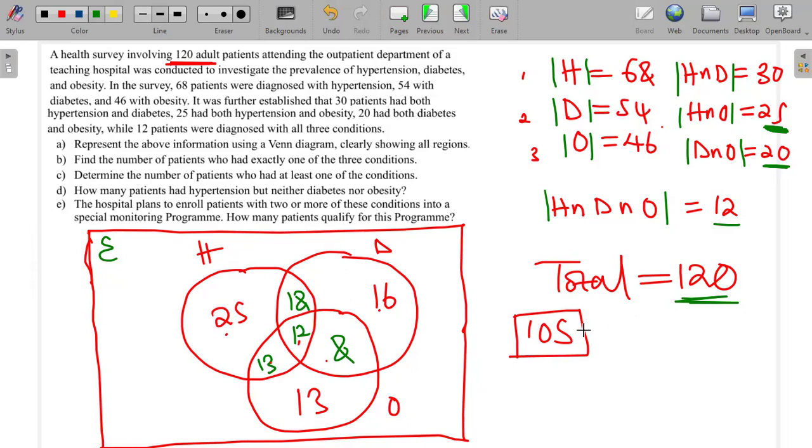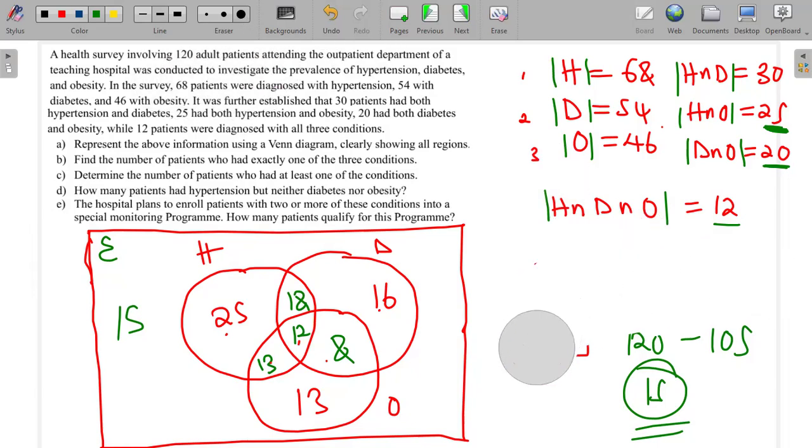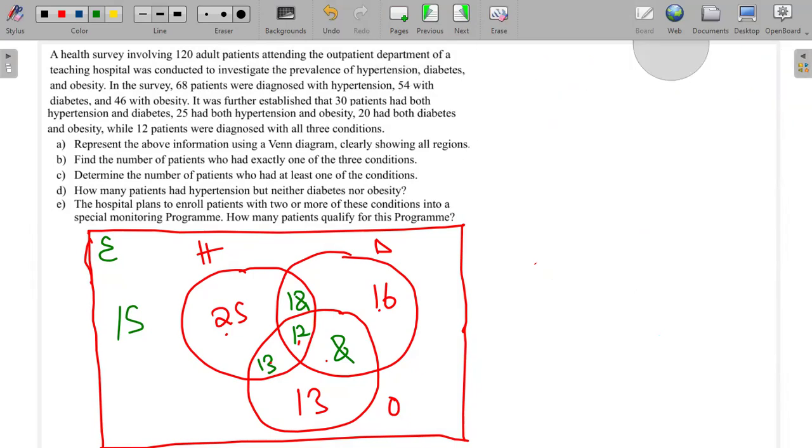Okay, so where are the others? It means the others did not have any of these diseases. So you say 120 minus 105. You're just going to get a 15. So 15 people had none of these diseases. So you put the 15 outside there, so that when you add everything here, you actually get 120. Okay, so we are done with our Venn diagram. So that was part A. I can now erase all this. The Venn diagram is there. And then once you just have the Venn diagram, it will be very easy to find the rest.